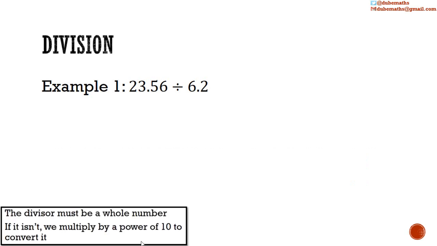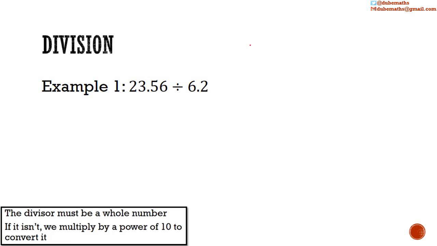Division of decimals. To explain division of decimals, I will begin with this problem. 23.56 divided by 6.2. When dividing decimals, we need the divisor to be a whole number. If it isn't, we multiply by a power of 10 to achieve this. In this problem, 23.56 is the dividend, 6.2 is the divisor. 6.2 is not a whole number.